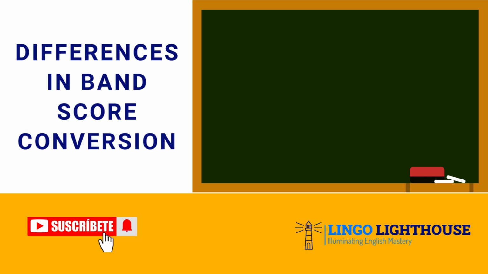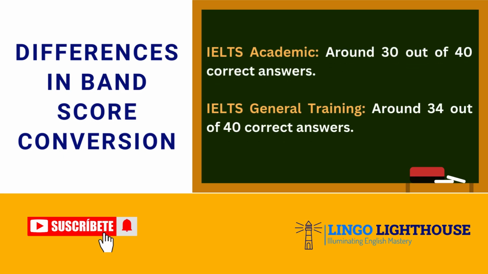Here's something important: the scoring is slightly different for IELTS Academic and General Training Reading. For example, to get a Band 7, you usually need, for IELTS Academic, around 30 out of 40 correct answers. For IELTS General Training, around 34 out of 40 correct answers. This is because General Training Reading is considered slightly easier, so you need more correct answers to achieve the same band score.